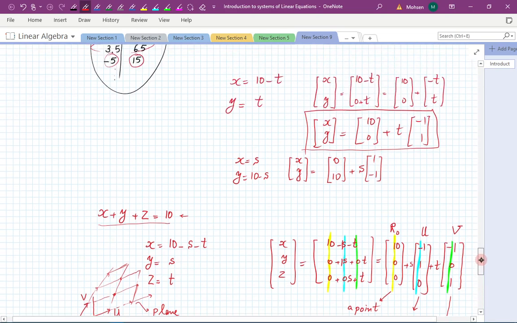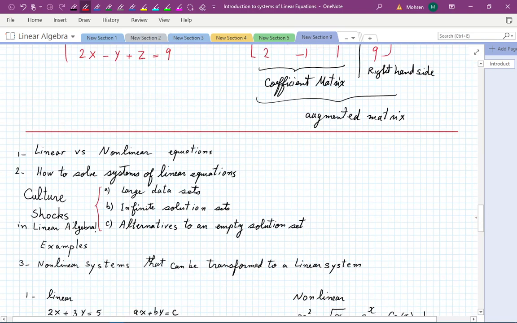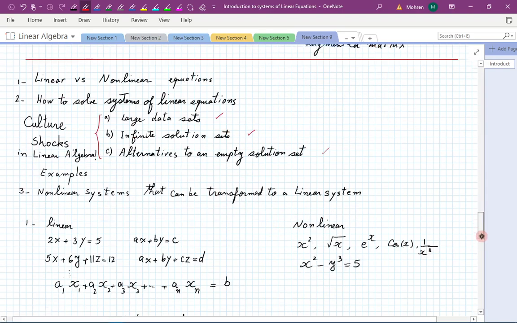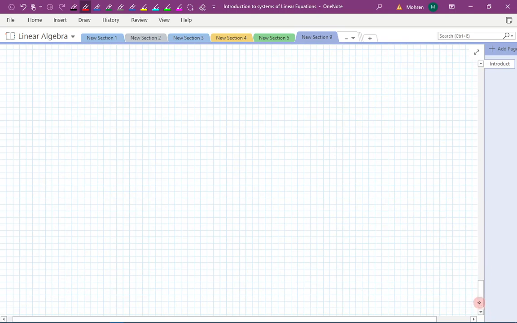Okay, so we talked about large data sets, which is lots of numbers coming into standard linear algebra problems. It's quite common to end up with infinite solution sets. We looked at the simplest example of these things, and alternatives to an empty solution set. We gave a very simplistic example of empty solution sets in the previous lecture.